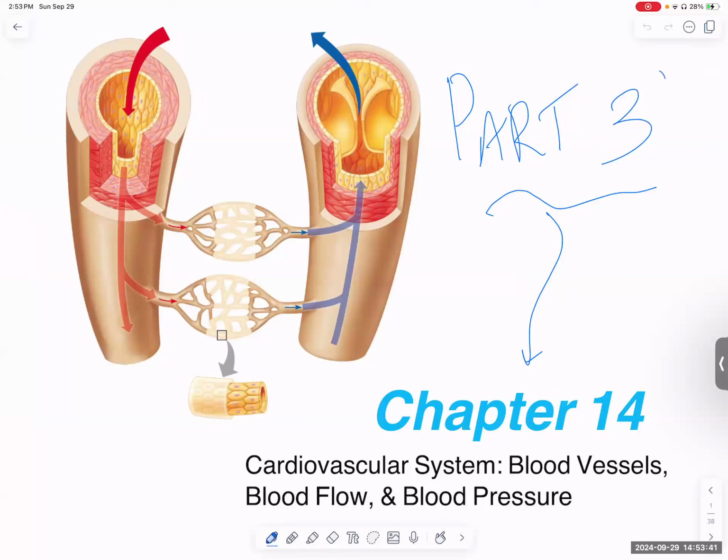Welcome back to part 3 of the cardiovascular system, blood vessels, blood flow, and blood pressure. We are spending time on this. Heart disease is still the major cause of death for adults in the US, and it's important to know why.